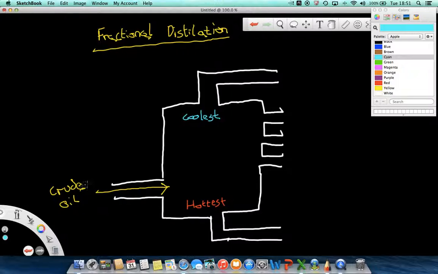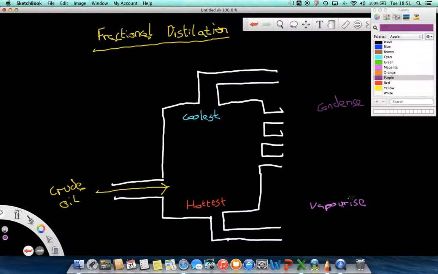Now what happens is when we put the crude oil into the fractionating column, it's heated up, and the alkanes start to become vapor, they start to become a gas. When they become a gas they start to rise, until they get cold enough to condense. So at the bottom they vaporize, so they become a vapor, and then as they rise they condense, and become a liquid again.